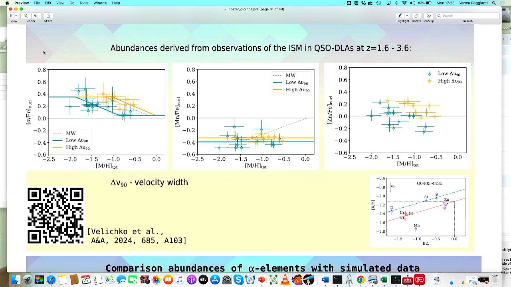The main result we derived is for alpha elements over iron versus metallicity. Since our galaxies don't have measurements of masses, we use velocity width of absorption lines as a proxy for galactic mass, and the main result we derived is that the subsample of high delta V90 galaxies show the high alpha over iron at higher metallicity.